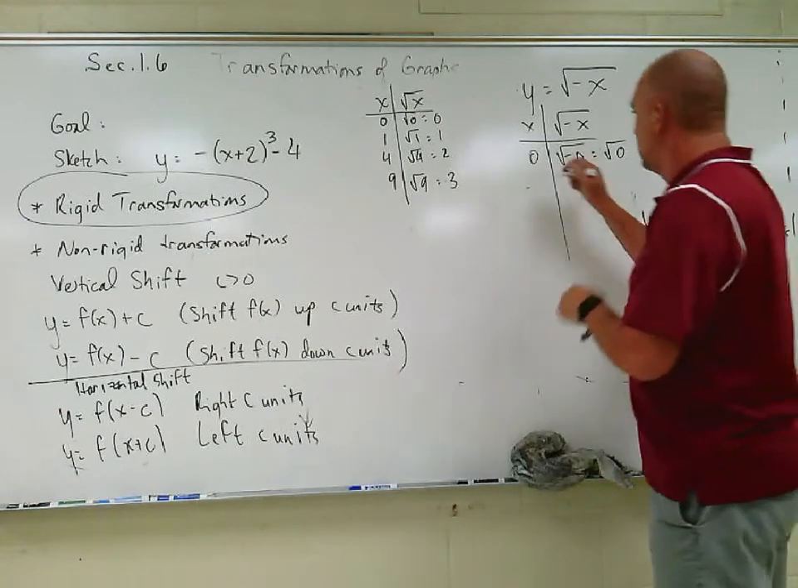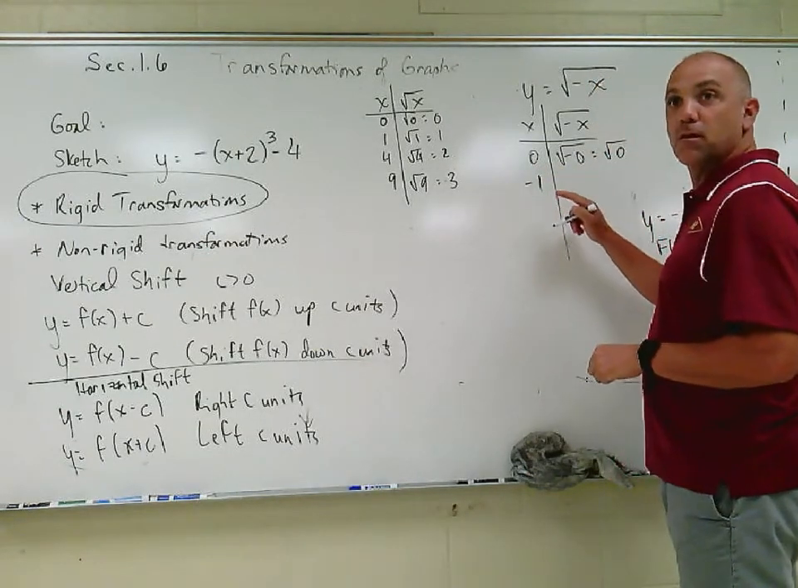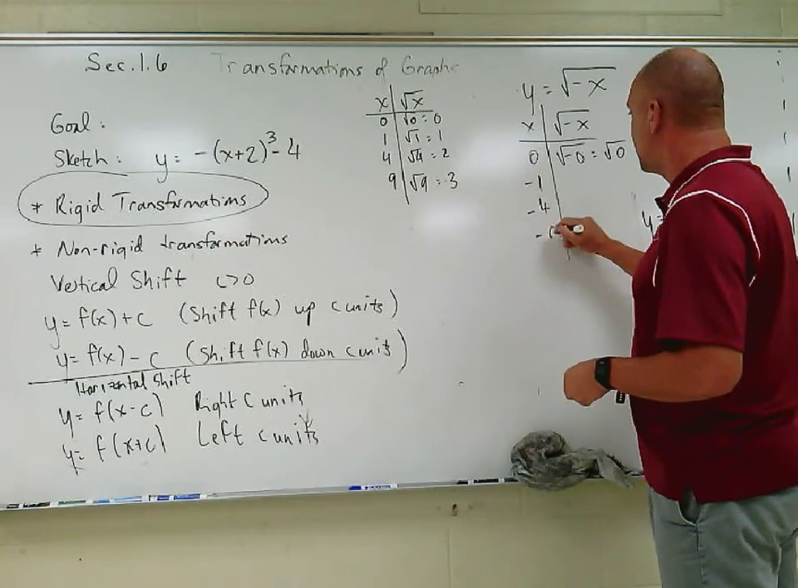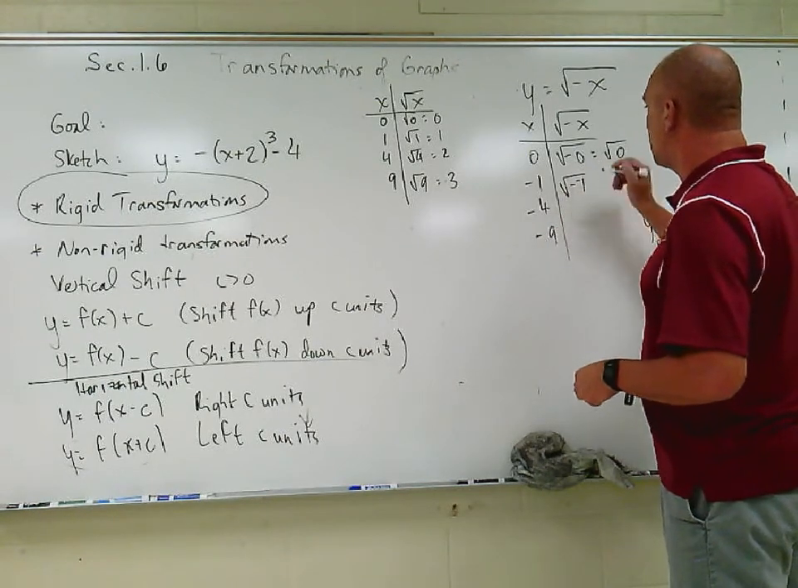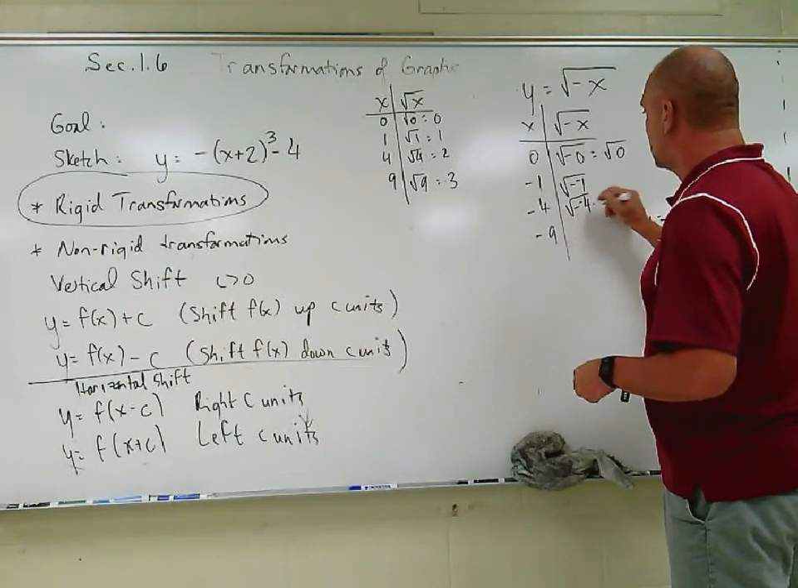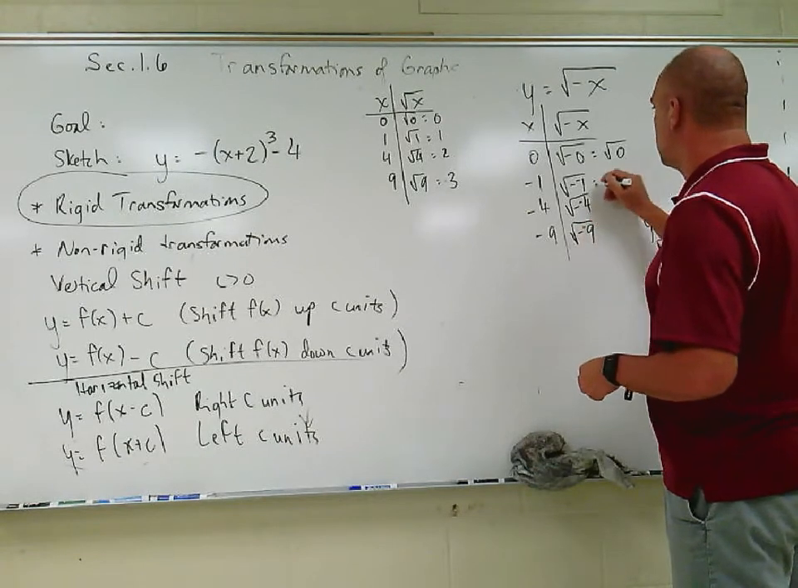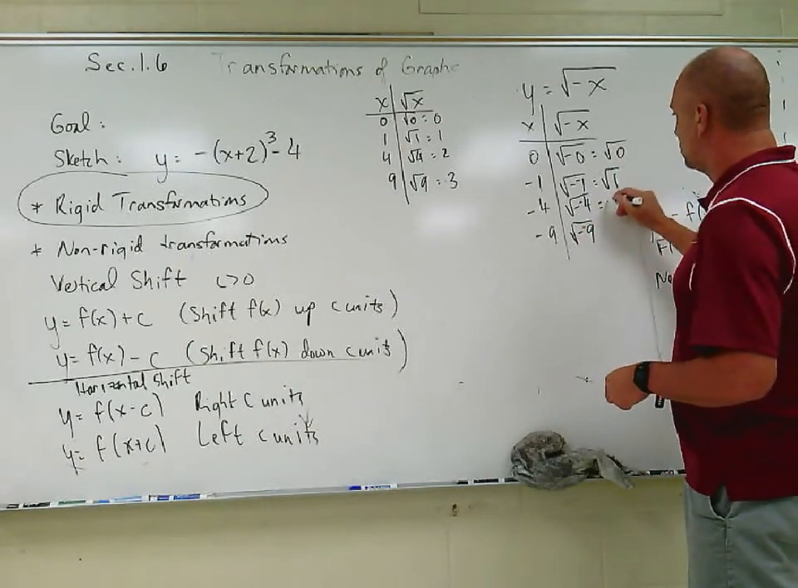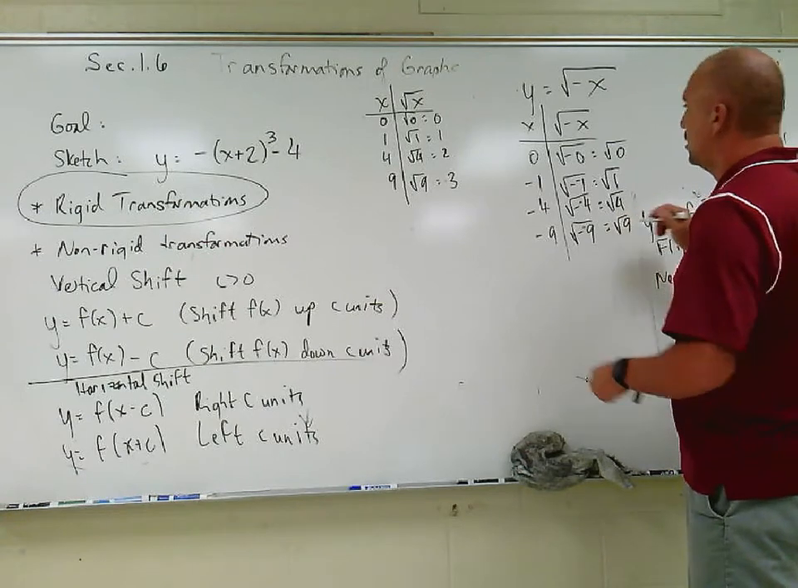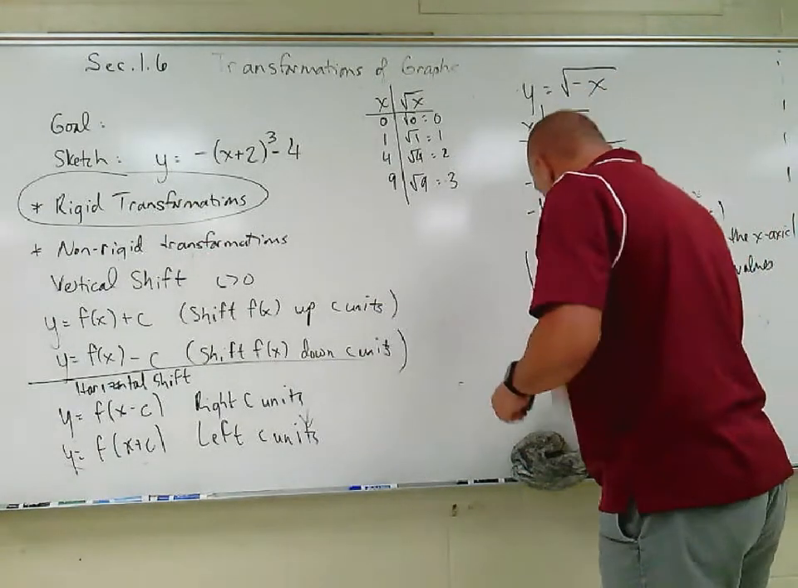A negative 1. What do you pick for a positive 4? Negative 4 and negative 9. So I picked these on purpose because I think it highlights the transformation much better. So you get square root of 1, square root of 4, square root of 9. So by picking negative x's, let's look at this picture.